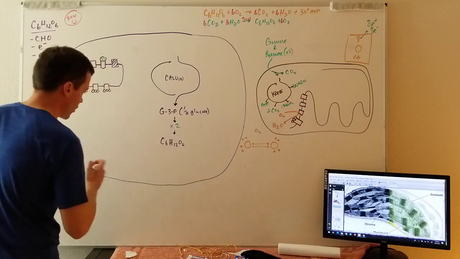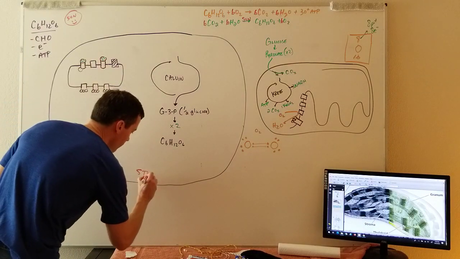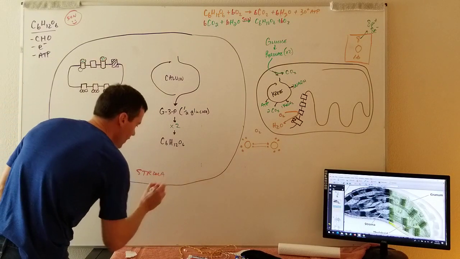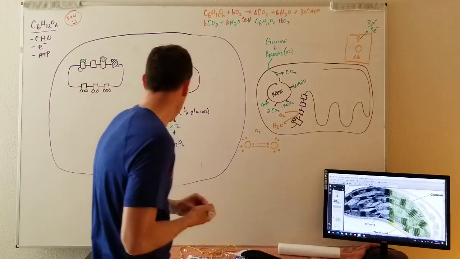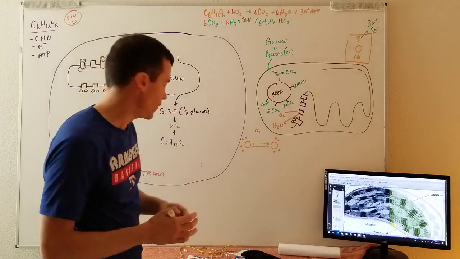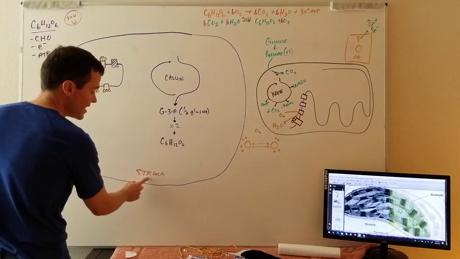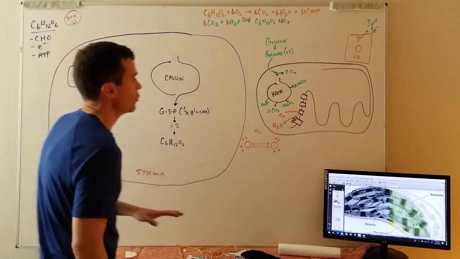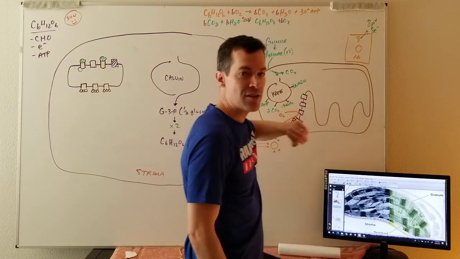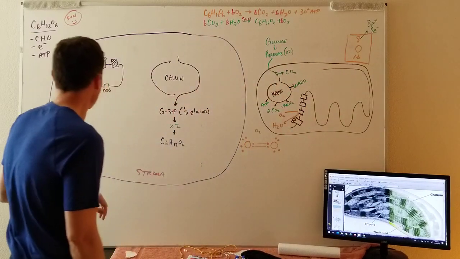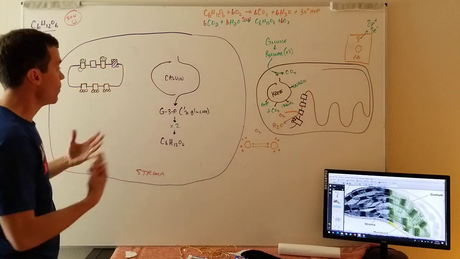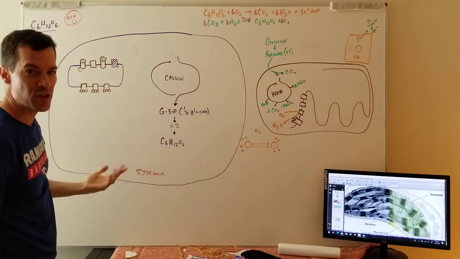This area, by the way, is called the stroma. Not stoma, that's different. That's an opening so that we can bypass the cuticle of the leaf. This is stroma with an R, S-T-R-O-M-A. So this was called the matrix inside of the mitochondria. The Krebs cycle happens in the matrix. But this kind of open area where the Calvin cycle happens is called the stroma.